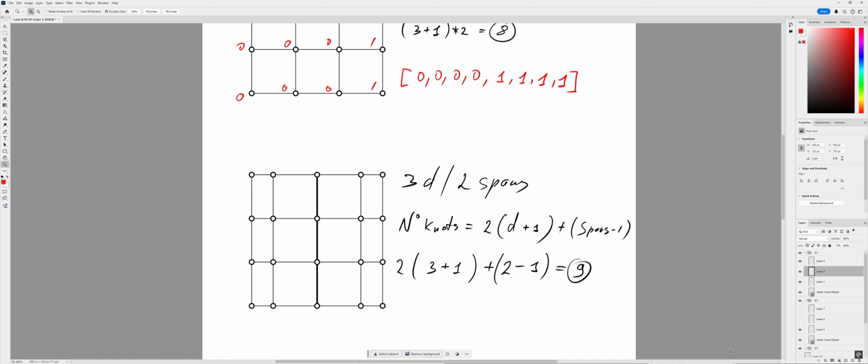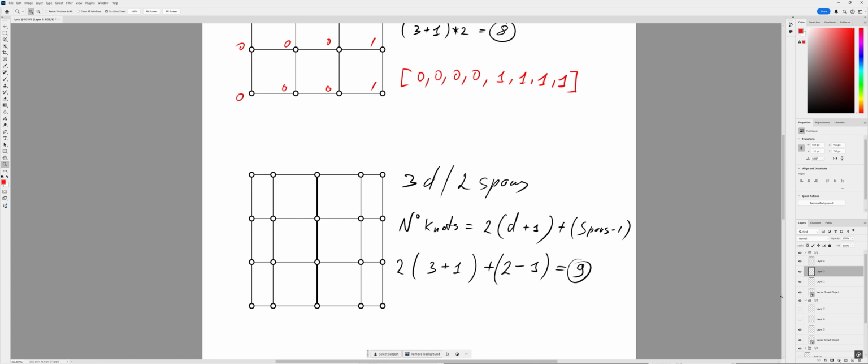So this is the 3-degree two-span surface. And as you see, there is a slightly different formula. The number of knots will be equal to 2 times degree plus 1, plus span minus 1. So if you plug in the values, you will get the value of 9. We don't have 9 control vertices in the grid, isn't it?